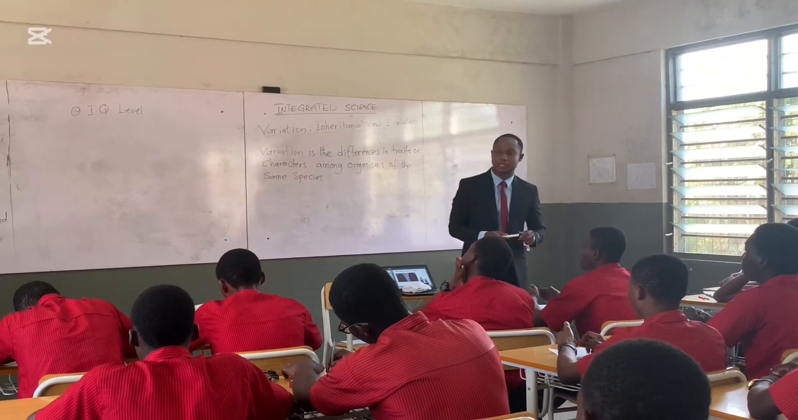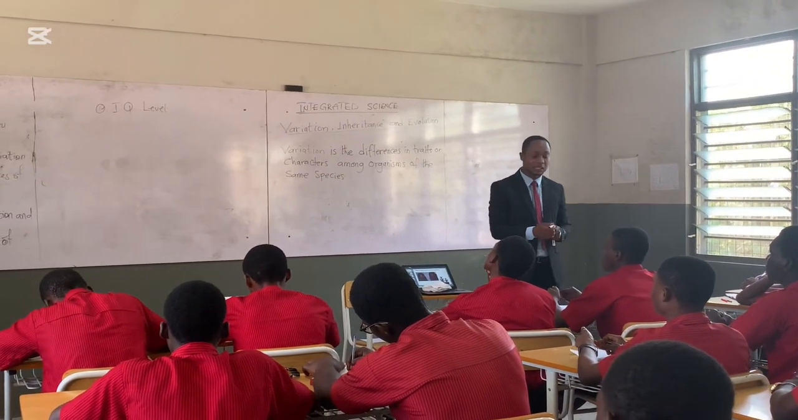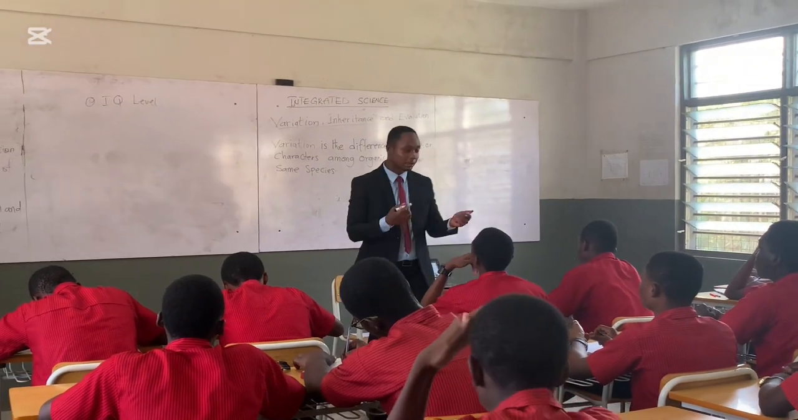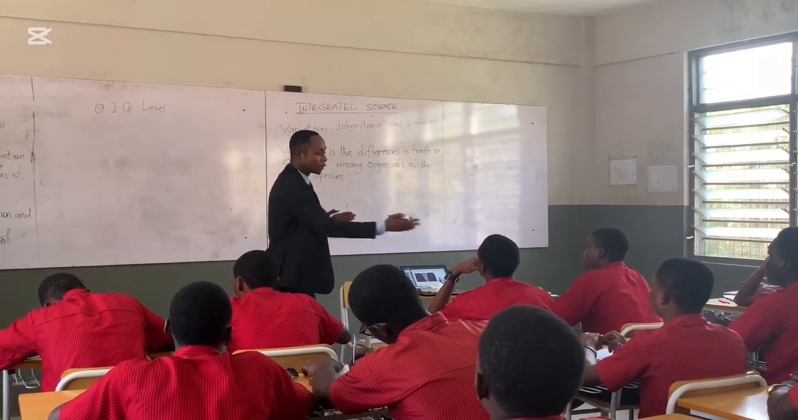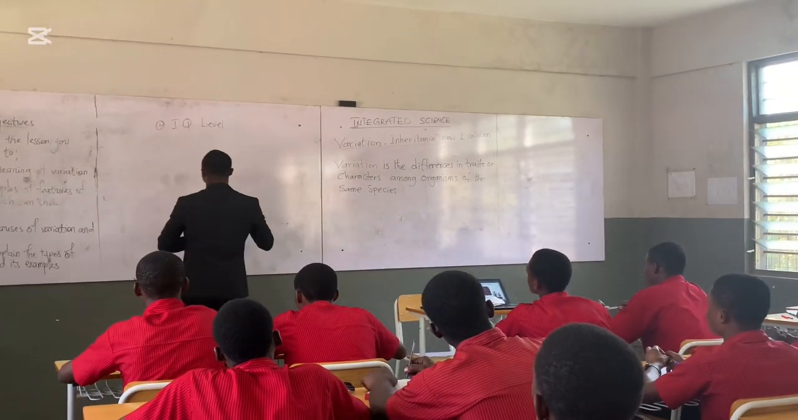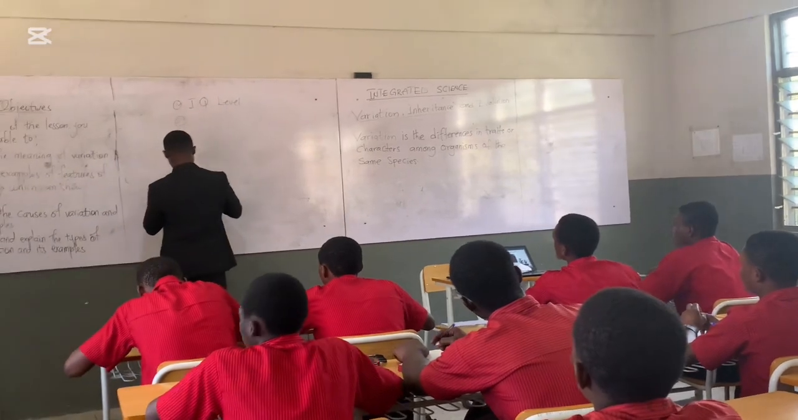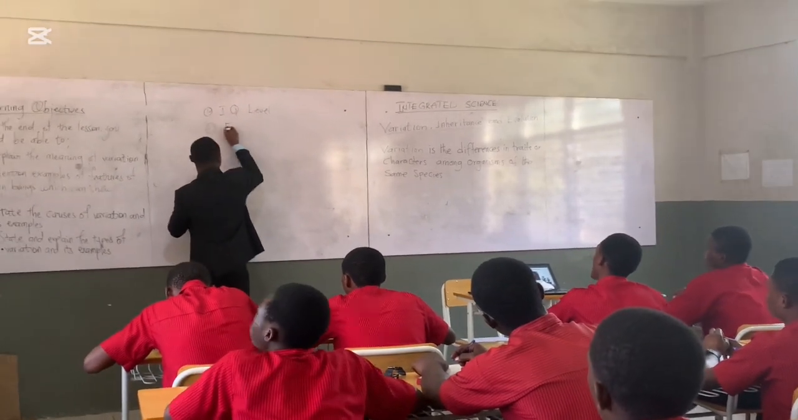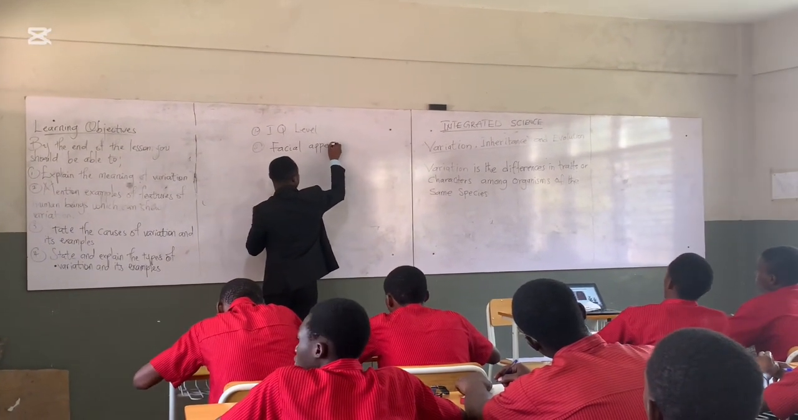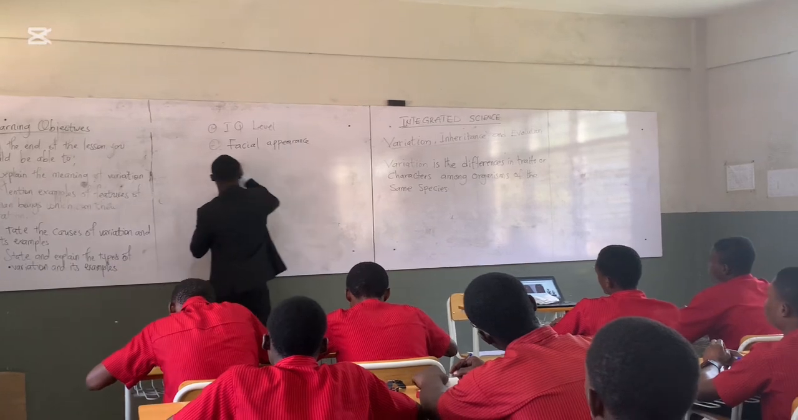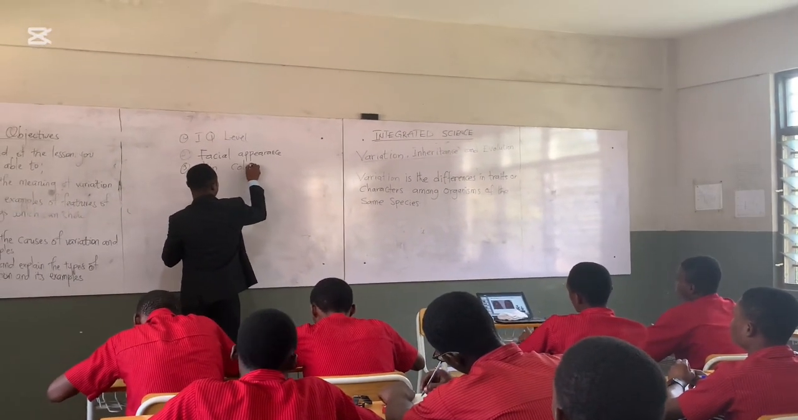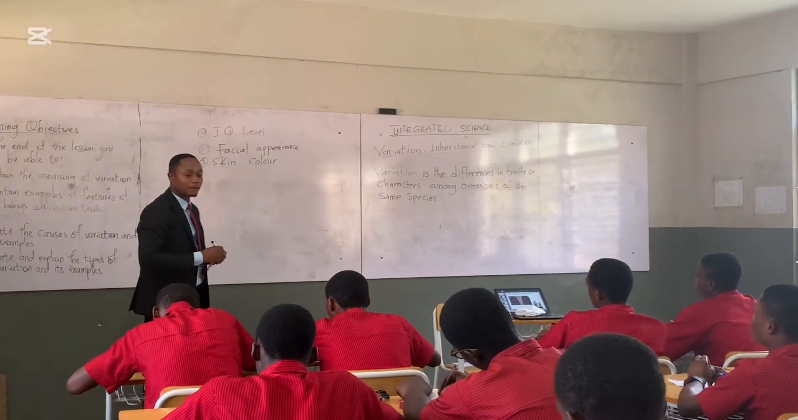Another example. Example of the features. Facial appearance. Facial appearance, very good. So just mention them. I'll write on the board. You have facial appearance. Michael, skin color, very good. So number 2. So we have 3 here right now.